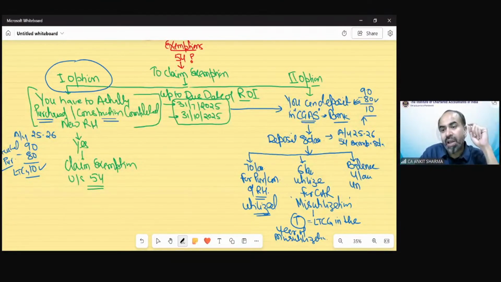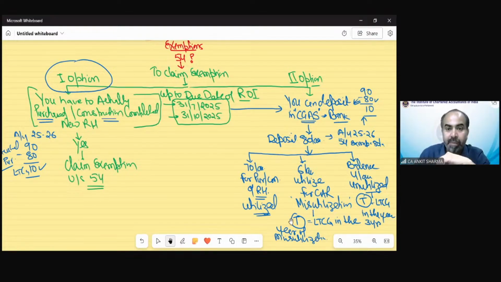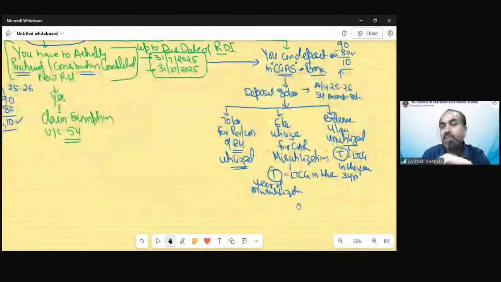remains unutilized. So it remained in the account. The amount which remains unutilized is again going to be taxable as long-term capital gain in the year 3 years expired. Because the maximum time of investment was 3 years.